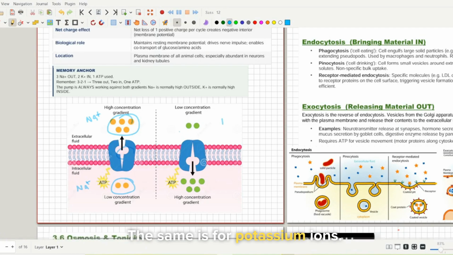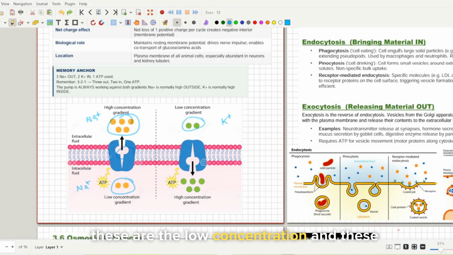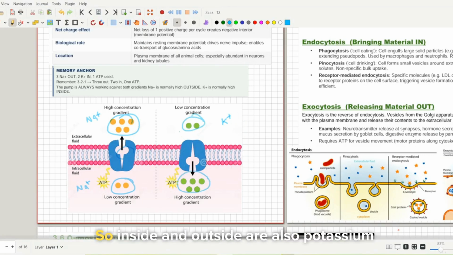The same is for potassium ions. The potassium ions will move from low concentration to high concentration. Like these are the low concentration and these are high concentration. So inside and outside are also potassium ions. So this was an example of active transport.